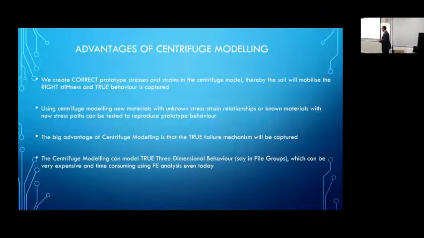The other thing is because we are making physical models, we are always dealing with three-dimensional behavior. Even now, if you want to run, say, for example, a pile group, if you want to look at the three-dimensional behavior, the 3D finite element analysis is quite cumbersome and can take quite an expert to make sense out of it. Whereas in the centrifuge, our PhD students just build the model, put it in the centrifuge, spin it, it does what it wants to do, you just observe. So the three-dimensionality is not an issue.